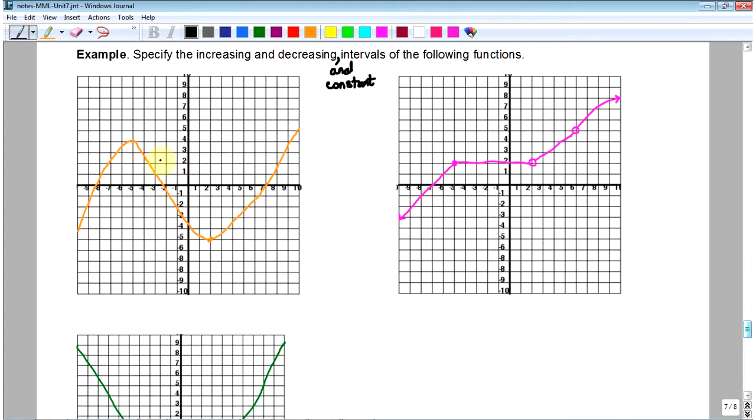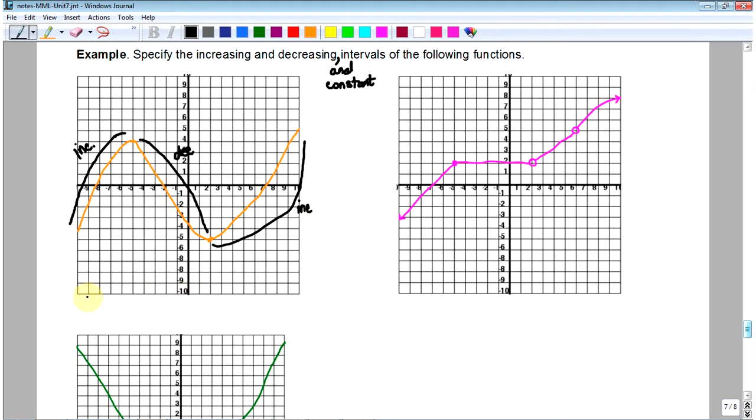Okay, well, for our first function in gold, we see that it's never constant because it's never horizontal. But we do have some increasing intervals. So I see that it's rising for this portion of the graph, so it's going to be increasing here. It's falling for this portion of the graph, so that will be decreasing. And then we see that it's rising again for this portion of the graph, so it's increasing.